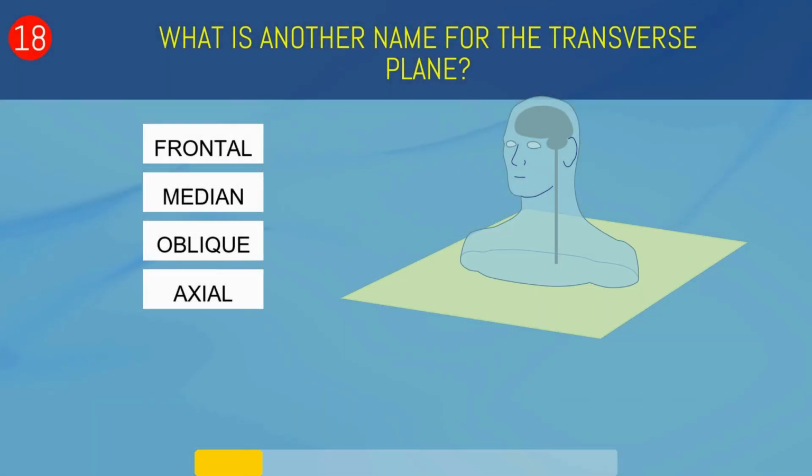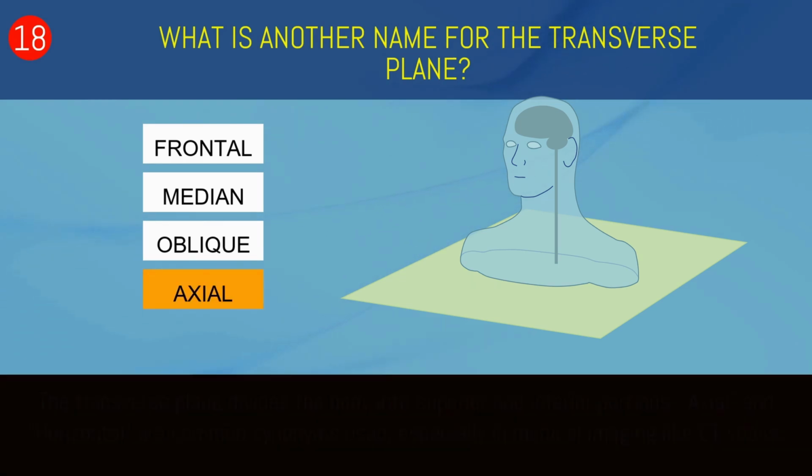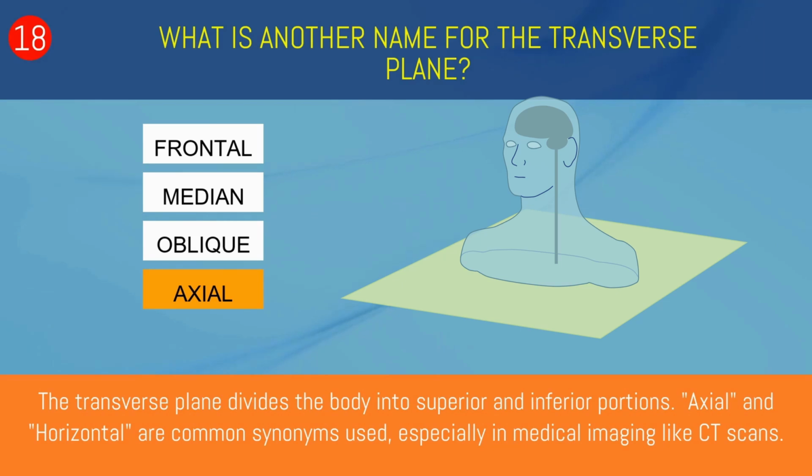What is another name for the transverse plane? Frontal, median, oblique, or axial? Axial. The transverse plane divides the body into superior and inferior portions. Axial and horizontal are common synonyms used, especially in medical imaging like CT scans.